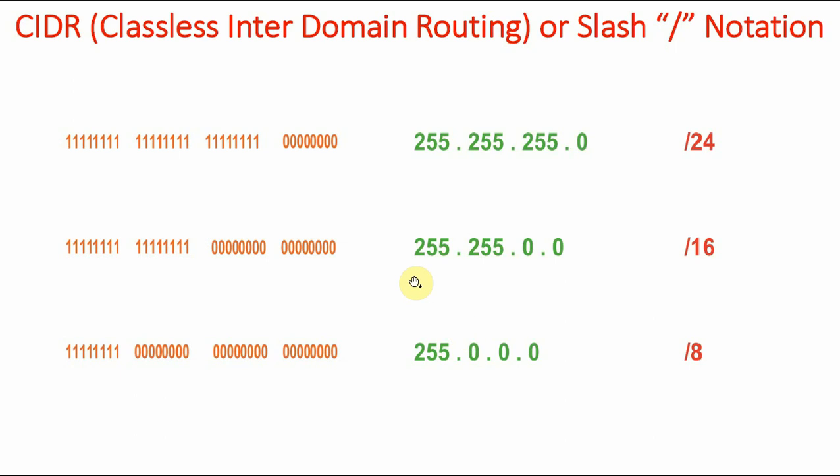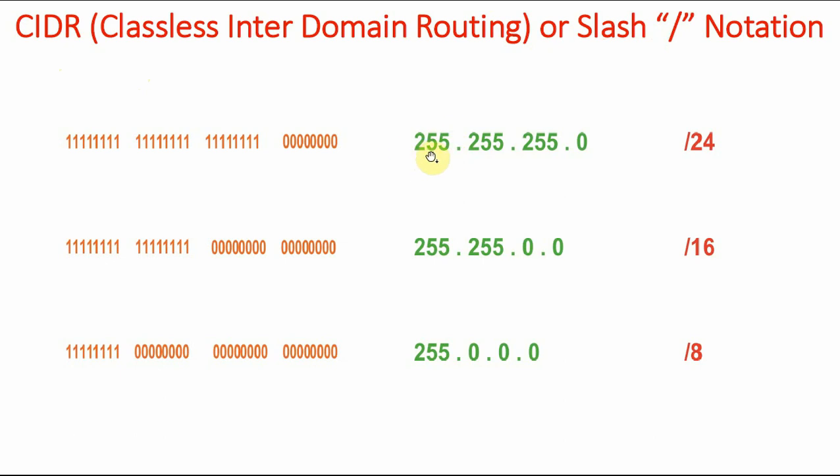Now there are many ways of writing your subnet mask. One of them is CIDR, Classless Interdomain Routing, or sometimes we call this a slash notation also. So we have already seen that a mask could be of 3 times 255, 2 times 255, 1 times 255.